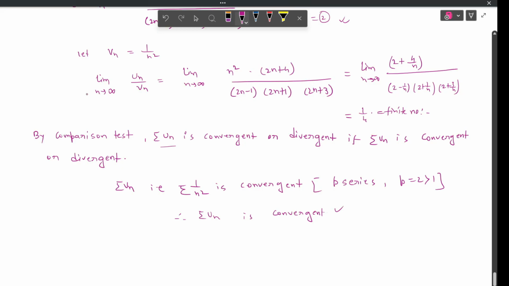So in the maximum number of cases, apply this. Find the limit, and if they don't give Vn, then assume Vn as I have told you, and find limit n tends to infinity un by Vn, and check if Vn is convergent or divergent. According to that, your series will be convergent or divergent, right? Remember this. These terms are extremely important. In most questions, you first find the n-th term and then find limit n tends to infinity un by Vn, and check if it's a finite number. If it's a finite number, then check whether Vn is convergent or divergent. According to that, your un will be convergent or divergent.